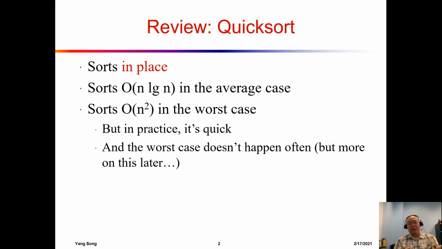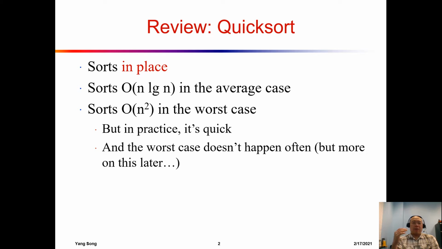But anyhow, let's do a very quick review of the idea behind quicksort. Quicksort is a sort-in-place algorithm, so that's one of the things we love. Another thing is, usually if we talk about the time complexity, it sorts in O(n log n) in the average case. But in the worst case, it will be O(n²). So worst case O(n²), not impressive, right?